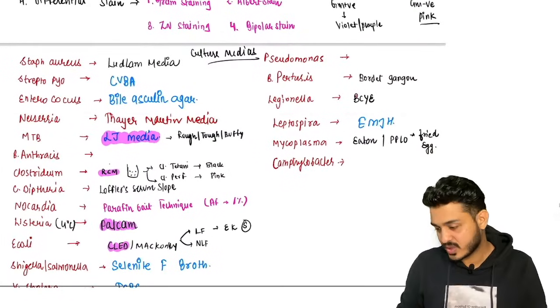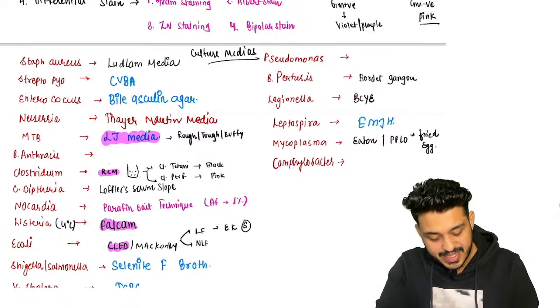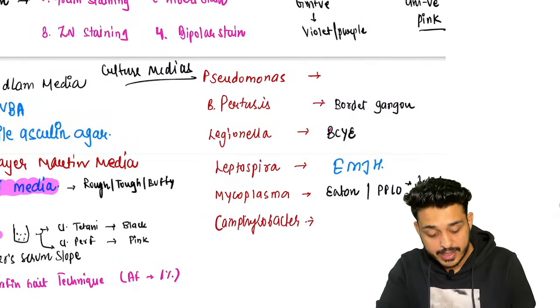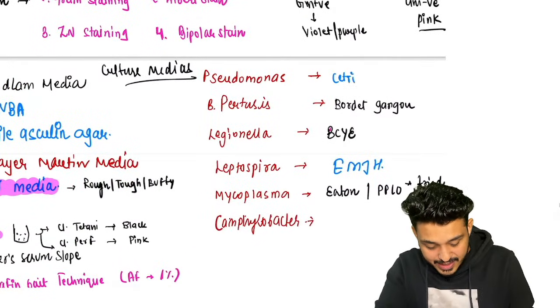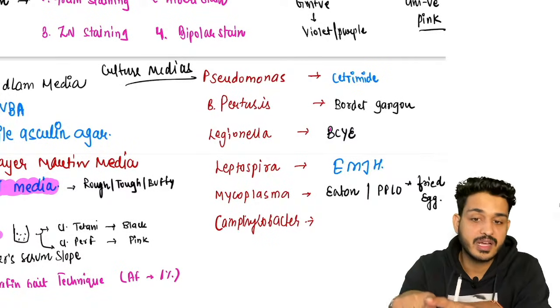For Pseudomonas, what is going to be your answer for Pseudomonas? Pseudomonas, the culture media, it is a nasty bacteria. It can grow in the disinfectant. What is the name of disinfectant? Beta, answer will be cetrimide. Cetrimide agar. Pseudomonas, 2-3 things you have to remember if they ask you.